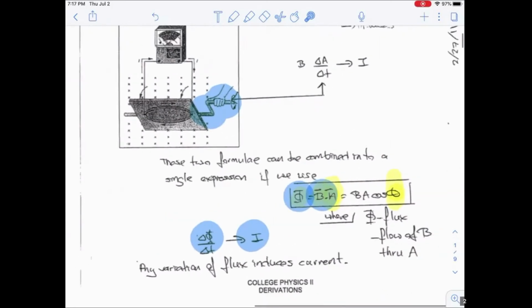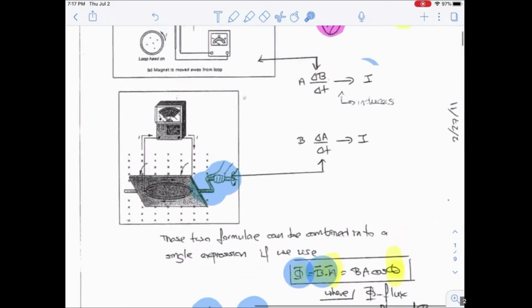All right, so now we got two statements. There are two ways you can induce current. You can change the strength of the magnetic field inside a constant area, or you can just vary the area exposed to the magnetic field. That's also going to induce current.